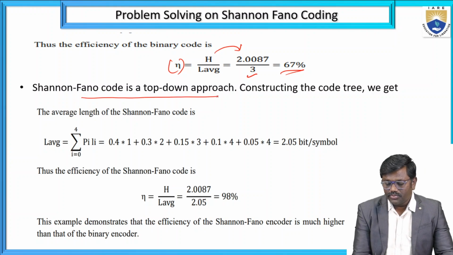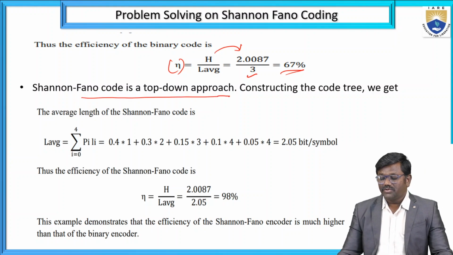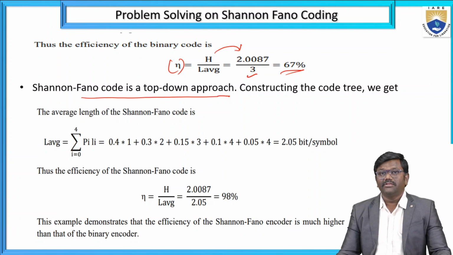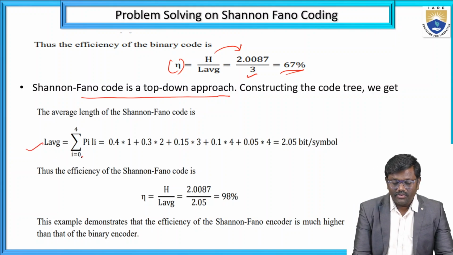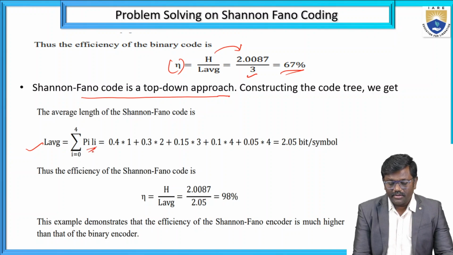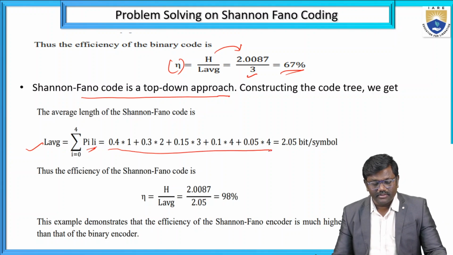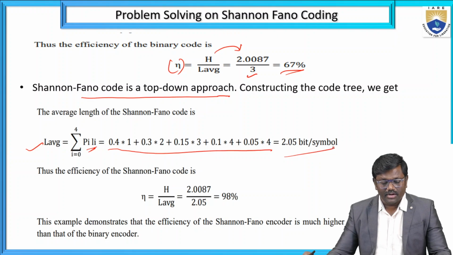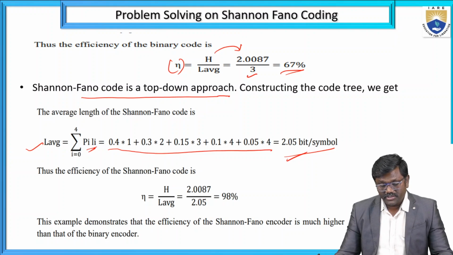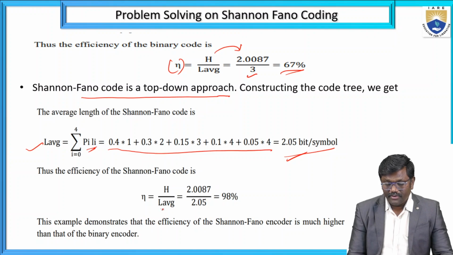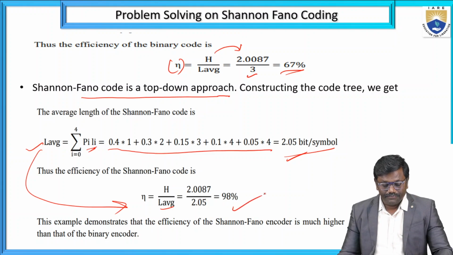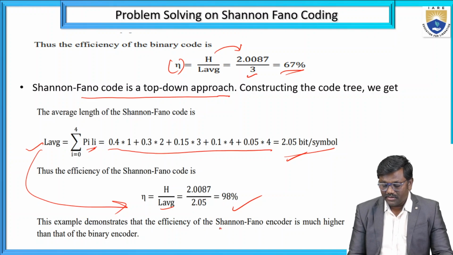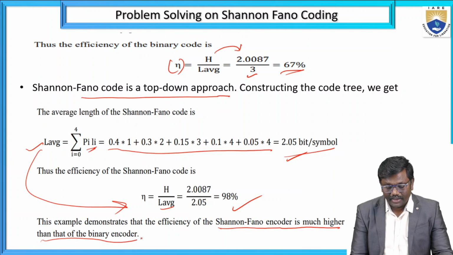Shannon Fano code is a top-down approach. Constructing the code tree, we get the average length of the Shannon Fano code: L average is equal to the summation, i equal to 0 to 4, of pi into li. Multiplying pi with li, we get the total average, which is 2.05 bits per symbol. Thus the efficiency of the Shannon Fano code is 98%. So this example demonstrates that the efficiency of Shannon Fano code is much higher than that of the binary encoder.